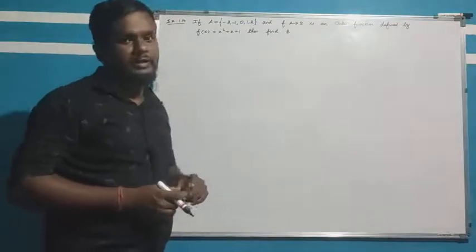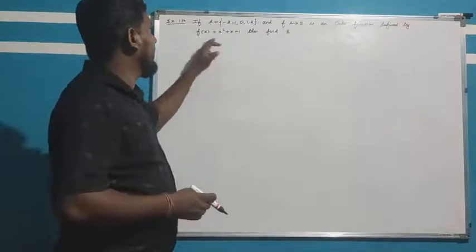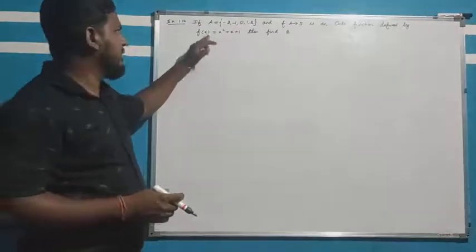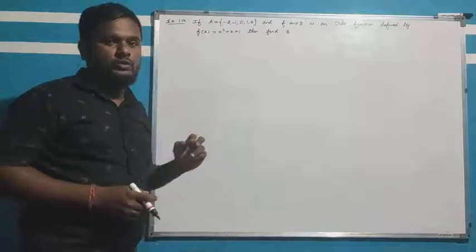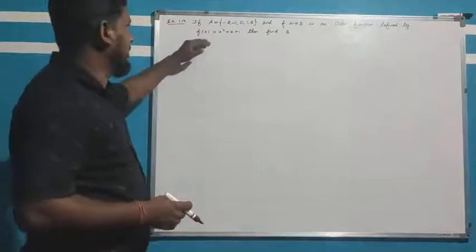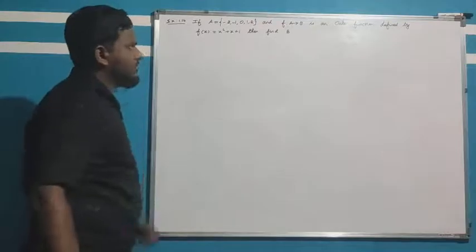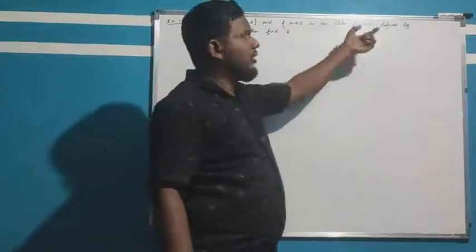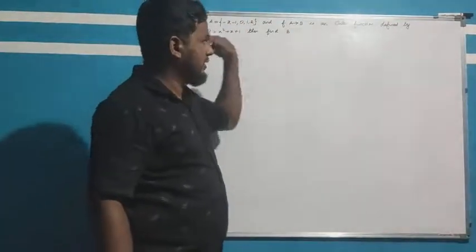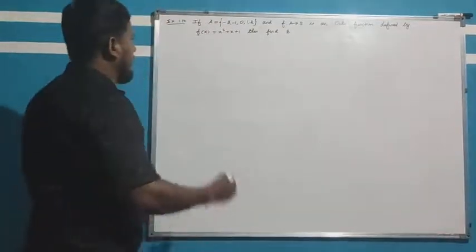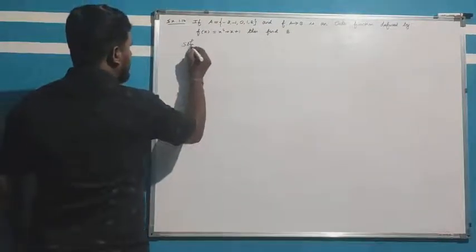Then find B. So why is the function of x given? In the A set only we know the elements, so the B set you have to find. For that only f of x is given. Now we can find what is the B set. In this, they have already given that this function is an onto function. Now we can find the solution.